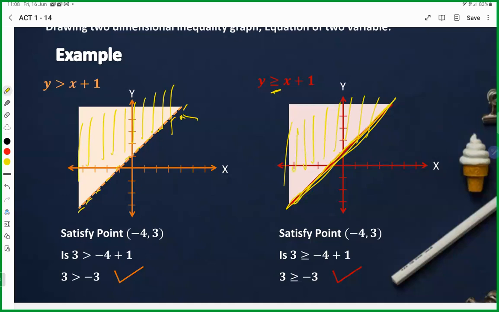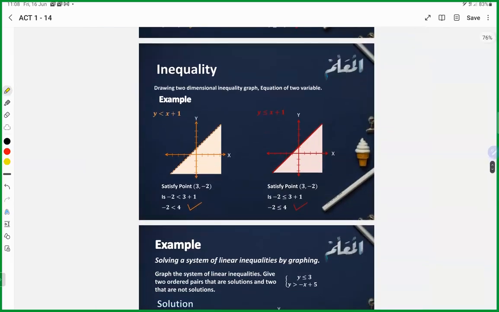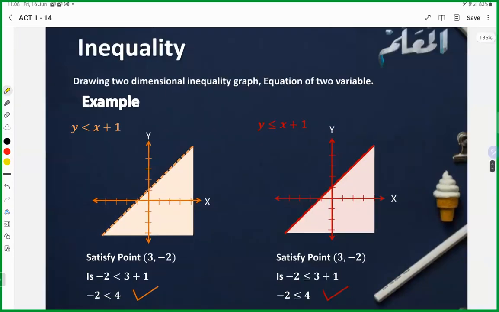Based on what can I decide? If you take any point in the region and plug it inside the inequality, it will satisfy the inequality. And if we say less than, the line will be dashed. If we say less than or equal, the line will be solid. If you plug in anything inside the shaded region, it will satisfy the inequality.